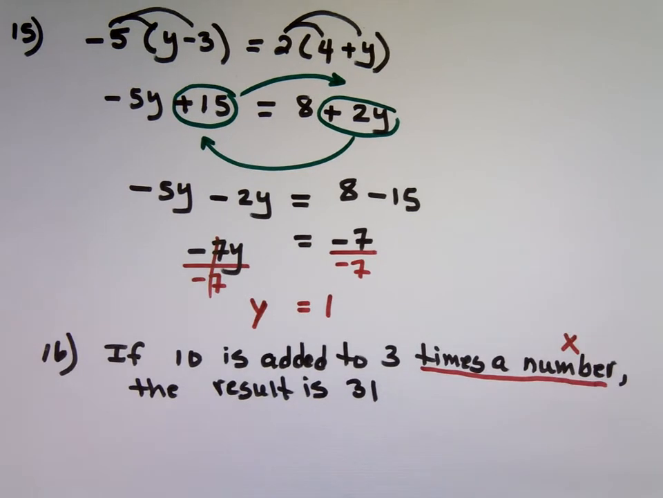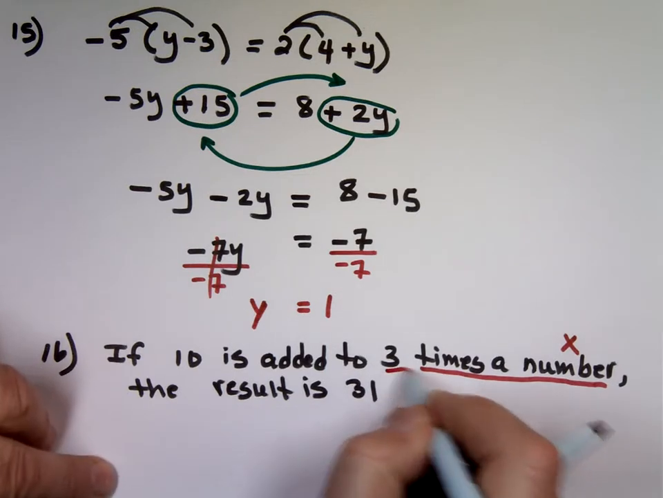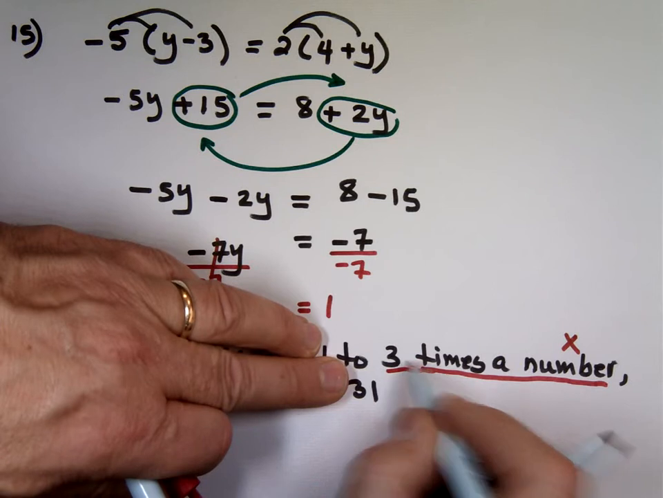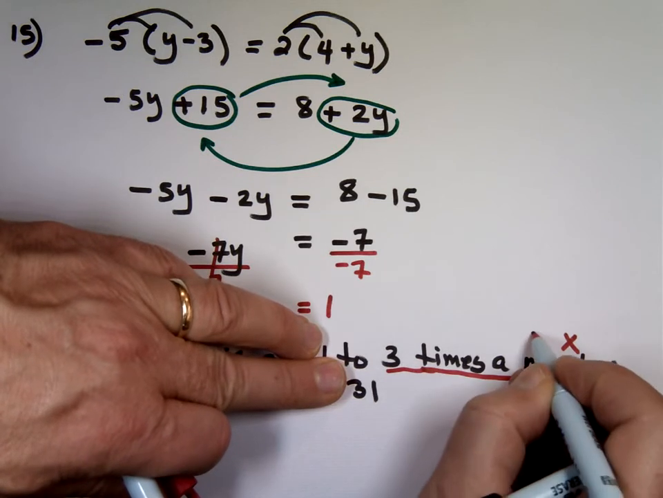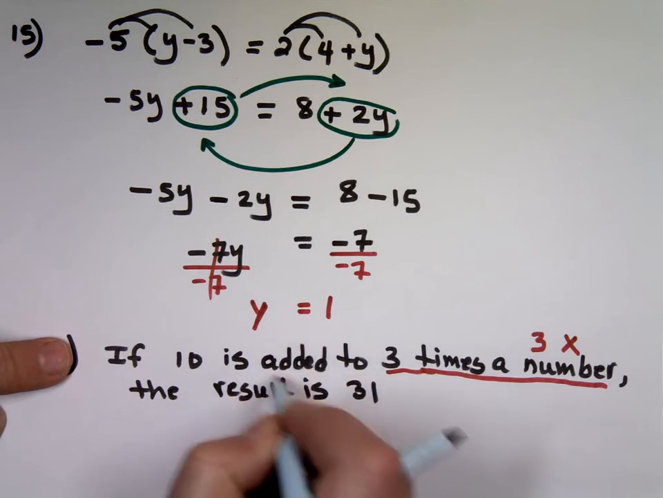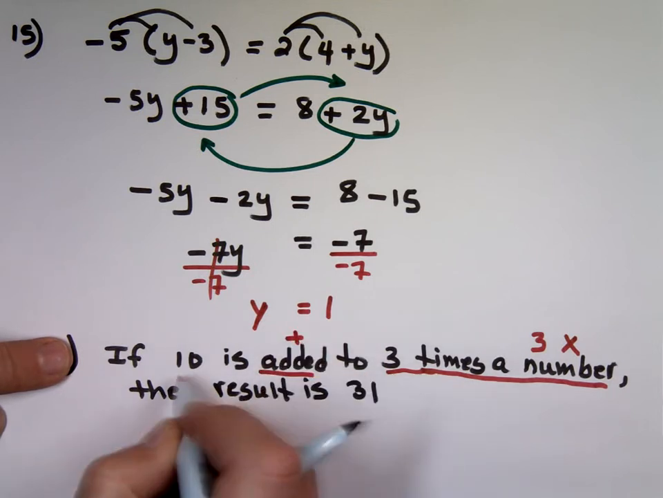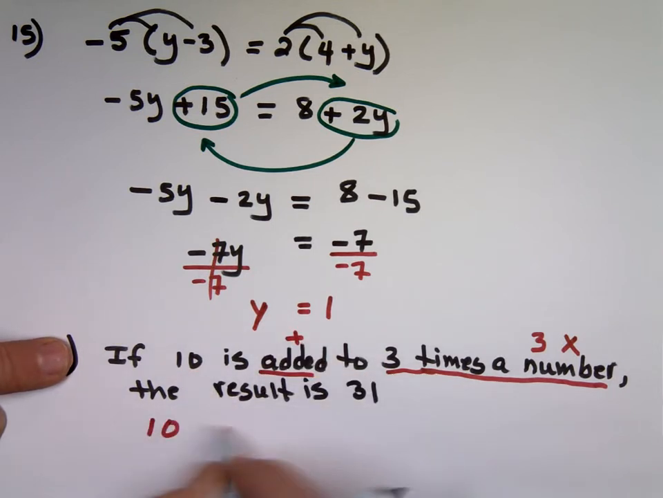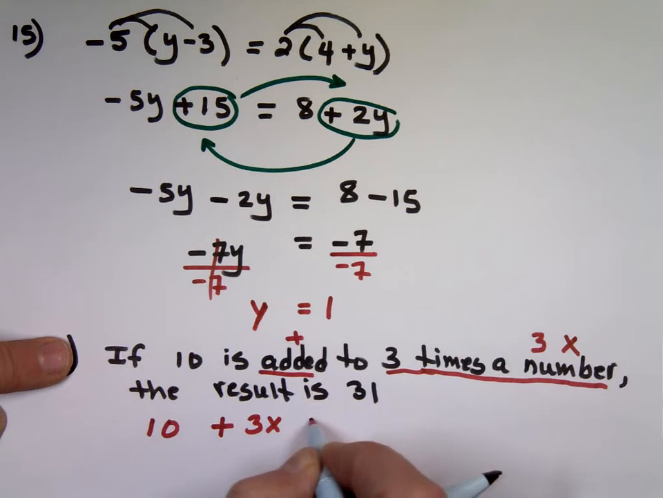So what is 3 times a number? 3x. Yep, this 3 times a number becomes 3x. Added means plus. And there's a 10. So 10 plus 3x. The result is always equal to 31.